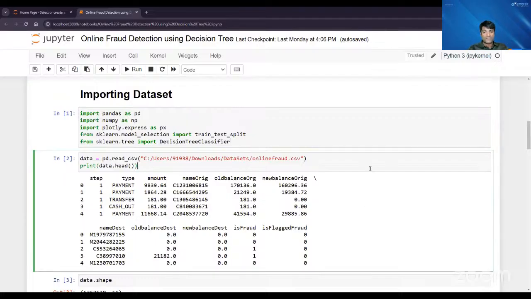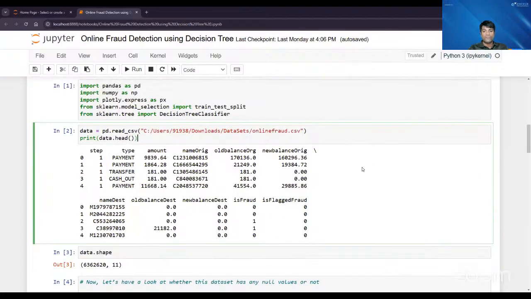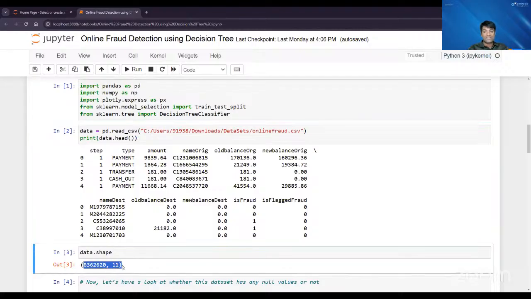I've already done this. It may take a little bit of time for you because the data set is extremely huge. Here the exact shape is given. It's 63 lakh rows, 10 lakhs being a million. So it's a very huge data set.